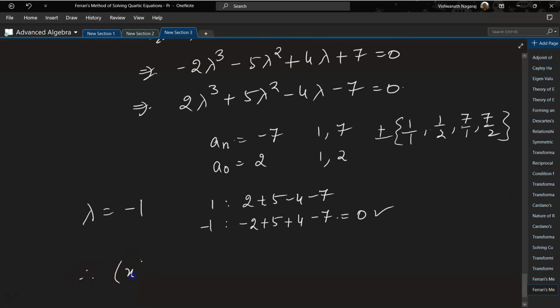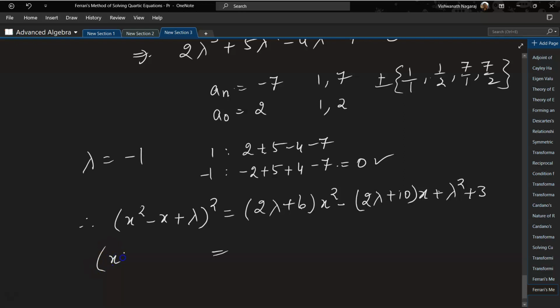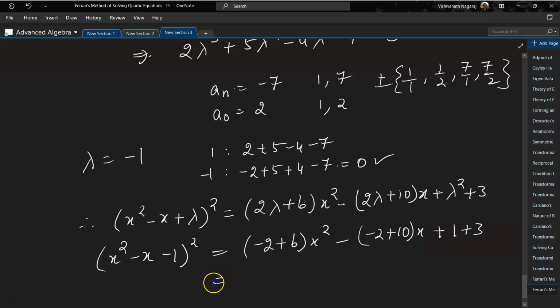So therefore, we had this equation, x square minus x plus lambda the whole square is equal to 2 lambda plus 6 x square minus 2 lambda plus 10 x plus lambda square plus 3. So since we have found lambda, let's do the substitutions. X square minus x minus 1, the whole square is equal to minus 2 plus 6 x square minus 2 plus 10 x plus 1 plus 3, which is equal to 6 minus 2 is 4. So 4x square, minus 10 minus 2 is 8. So 8x plus 4.